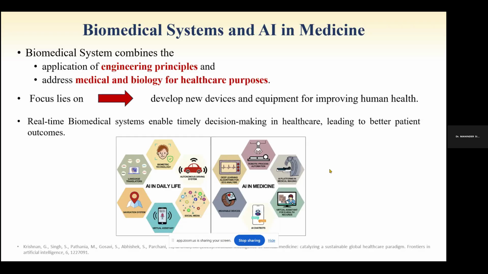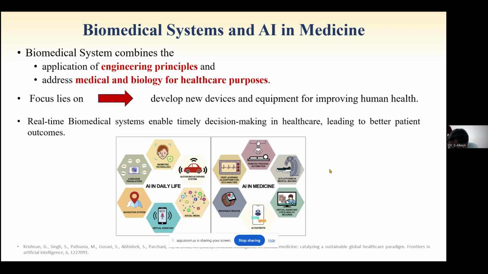You can see real-time biomedical systems which we use in our daily life. Suppose we go to an office or an institution where biometric systems are installed, and these are based on AI, because deep learning is a sub-part of AI. A biometric system installed in an institution consists of facial recognition or fingerprint scans.